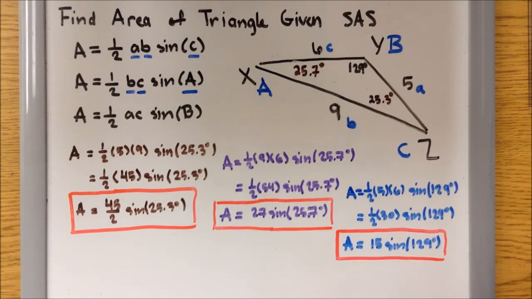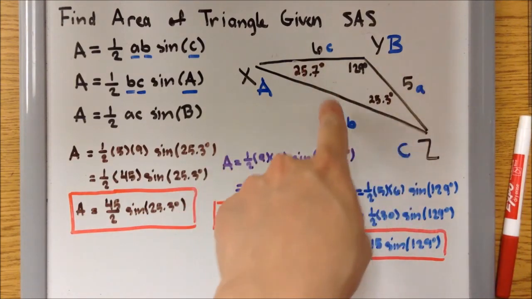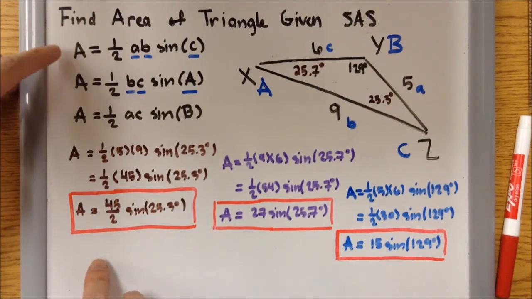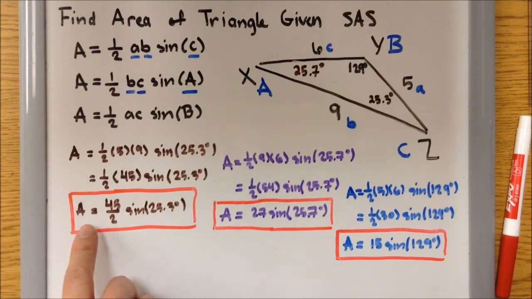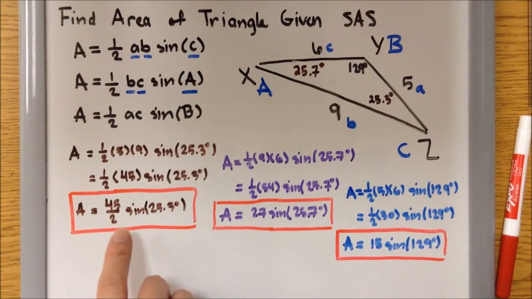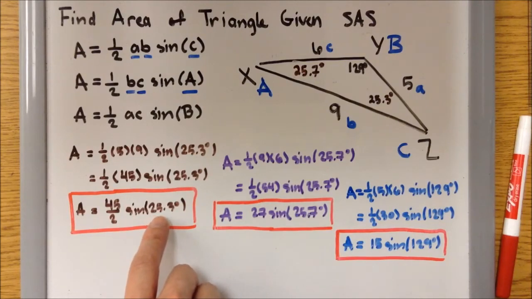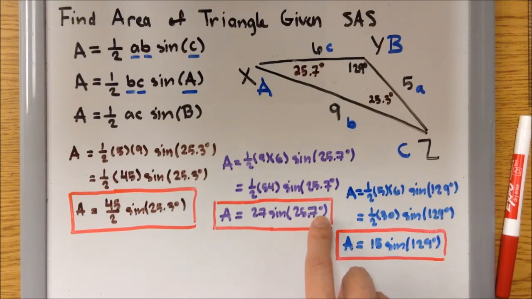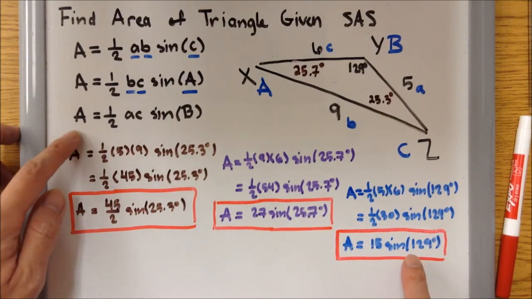So, in this example, when you have a triangle with all given sides and all given angles, you basically have 3 answers you can choose from. So the first one, I use the first form. So we're given area equals 45 over 2 times sine of 25.3 degrees. The second one, I use the second form. Area equals 27 times sine of 25.7 degrees. And then the third one, I use the third form. So area equals 15 times sine of 129 degrees.